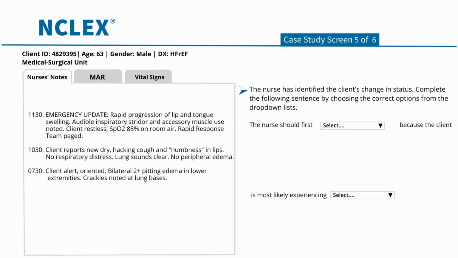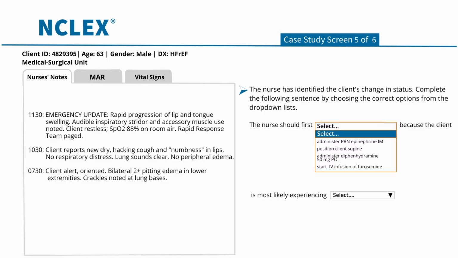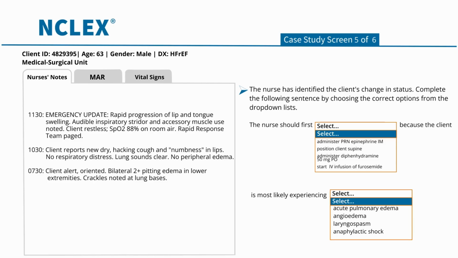Question 5. Emergency update, 11:30. Lip and tongue swelling have progressed. Audible stridor is heard. SpO2 has dropped to 88%. The question, complete the sentence. The nurse should first drop down 1 because the client is most likely experiencing drop down 2.